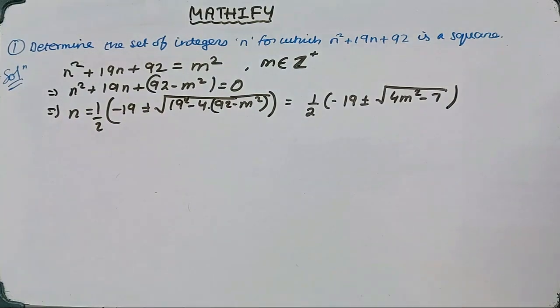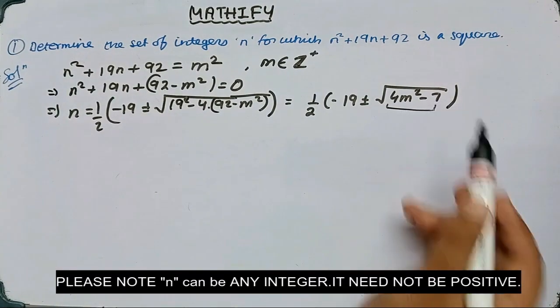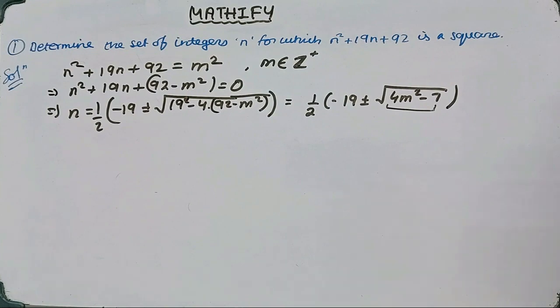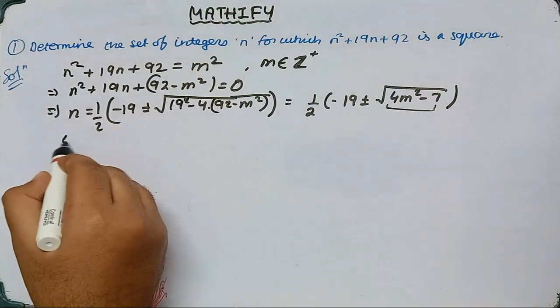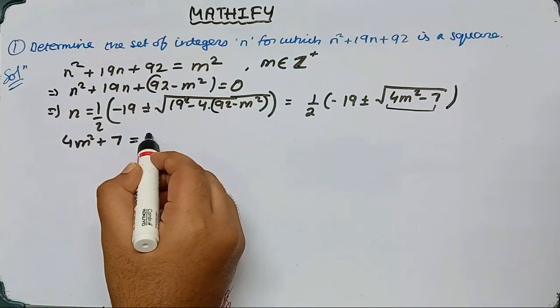Okay, so now here we have to do a very small analysis, and this analysis will be the ultimate end game, you can say, of this problem, that n has to be a positive integer. For n to be a positive integer, the expression inside the square root must be a perfect square, otherwise n will be an irrational number. Okay, so I can assume that this expression is equal to another constant, let's say k square.